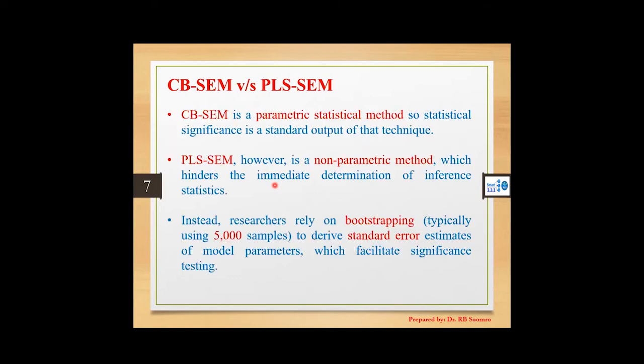CB-SEM, like we are using with AMOS, is purely a parametric approach because there are certain parameters which should be followed. One example is data normality. For this purpose, your data should be normal, and if the data is normal, then you can apply CB-SEM. Otherwise, you have to normalize your data if it is non-normal.